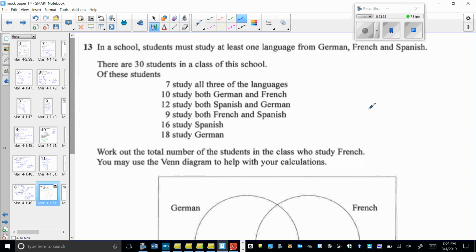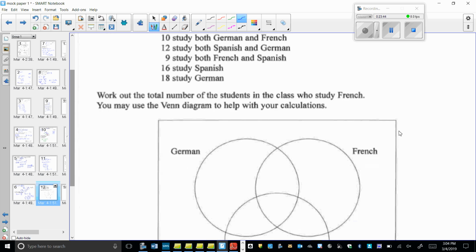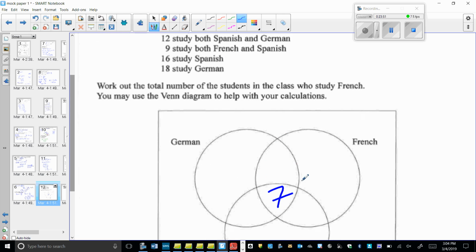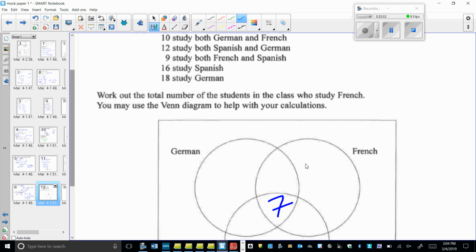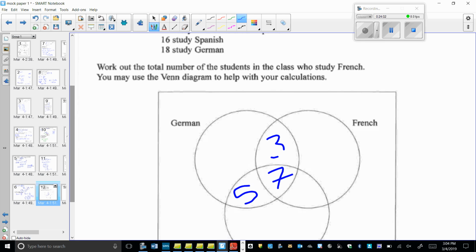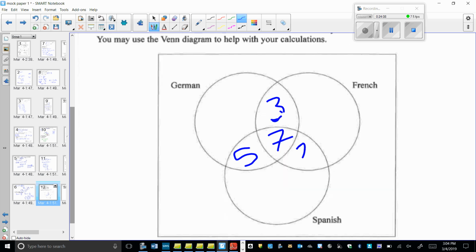Alright, in a school, there are 30 students in the class. Right, so let's fill in the numbers that we know. 7 study all 3 languages. 10 study German and French, so that would be this whole section. So that means that this is 3. 12 study both Spanish and German. 12, so that means this is 5. 9 study French and Spanish, 2.